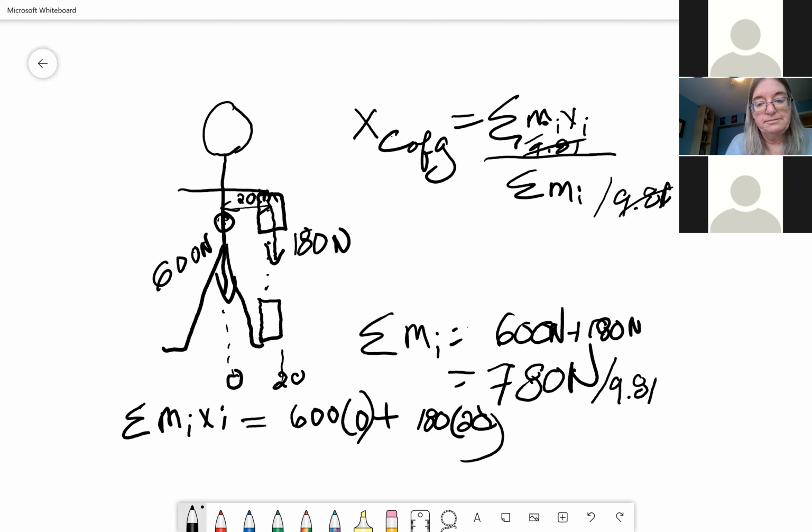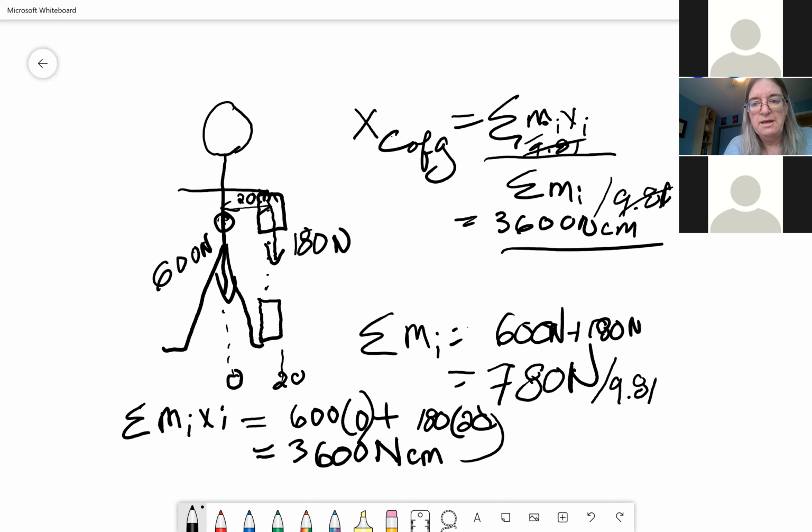So, which I believe is 3,600. And this will be Newton centimeters. So if I go back to this, it's 3,600 Newton centimeters divided by 780 newtons. The newtons will cancel. I'll be left with centimeters, and that is your 4.6, I believe it is, centimeters. And you're shifting this way 4.6 centimeters.